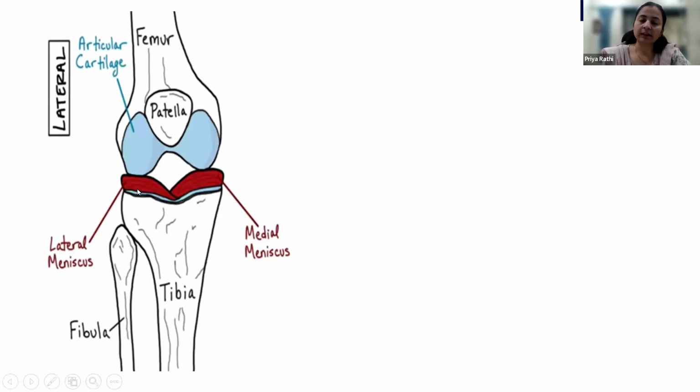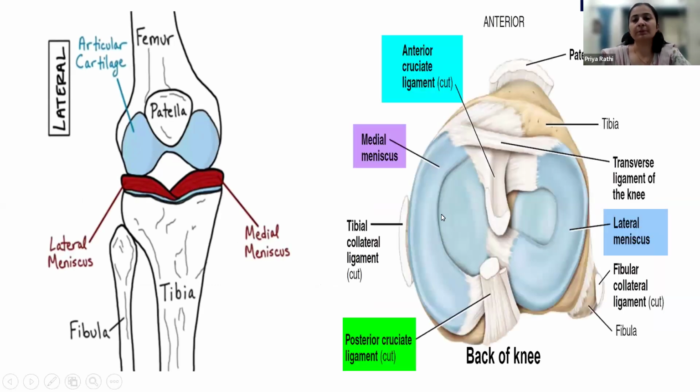Now, the tibial condyle is being covered by the menisci. If you look at the meniscus anatomy, the medial meniscus is larger in size because it has to accommodate the large femoral condyle, and the lateral meniscus is smaller in size, and these two menisci are being joined by the transverse ligament of knee. The peripheral part of the meniscus is supplied by blood vessels, whereas the inner aspect of the meniscus does not have any blood supply.